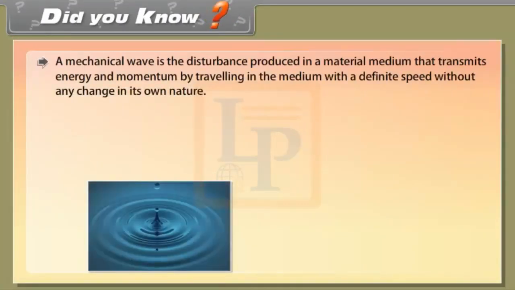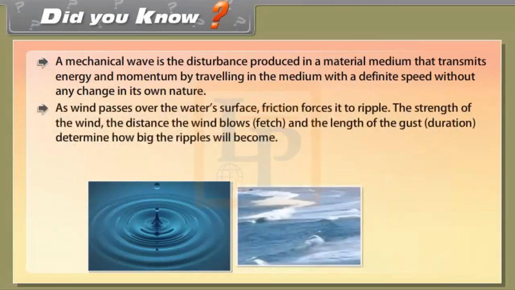Did you know? A mechanical wave is the disturbance produced in a material medium that transmits energy and momentum by traveling in the medium with a definite speed without any change in its own nature. As wind passes over the water's surface, friction force causes ripples. The strength of the wind, the distance the wind blows, that is fetch, and the length of the gust, that is duration, determine how big the ripples will become.